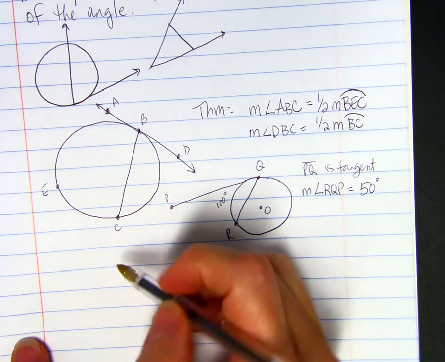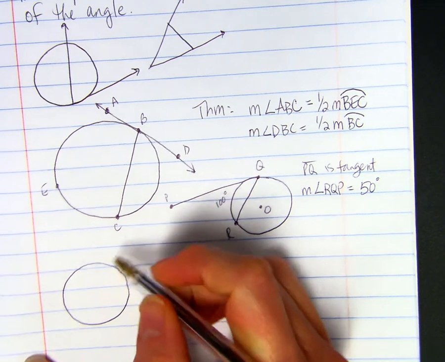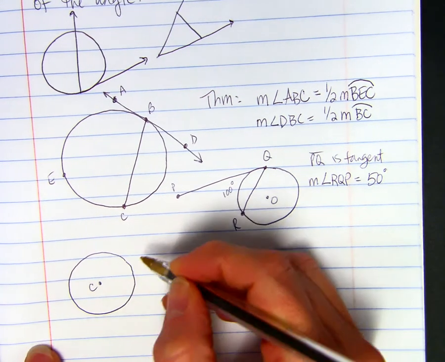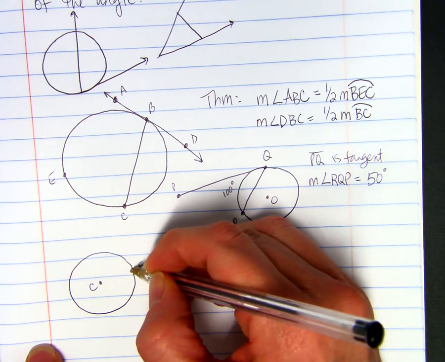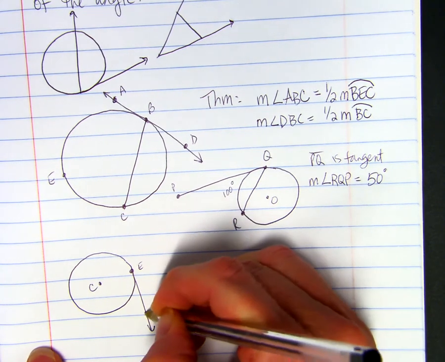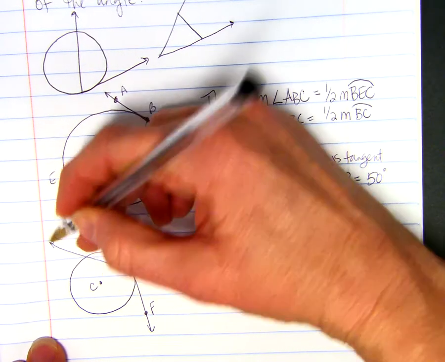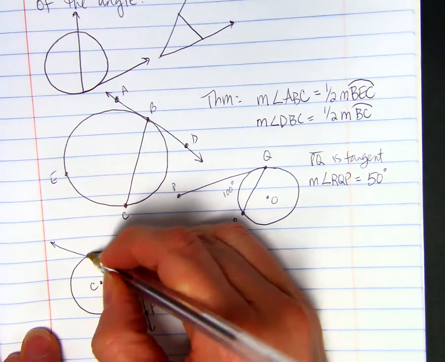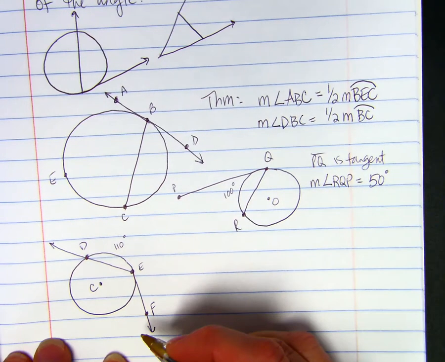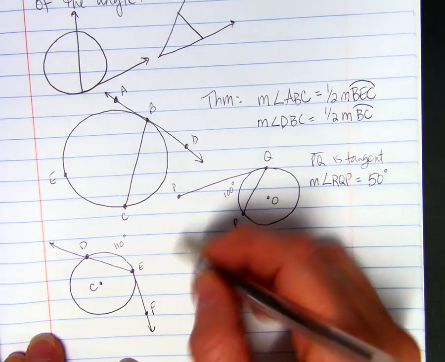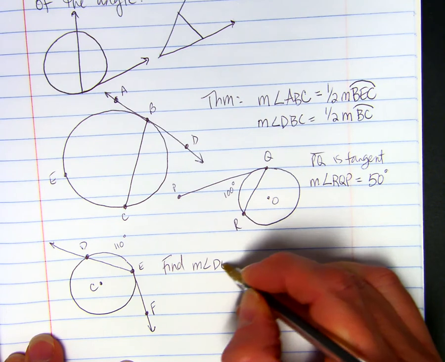And then one more example, circle C, this is E, F, tangent at E, this is D, this arc is 110 degrees. Find the measure of angle DEF.